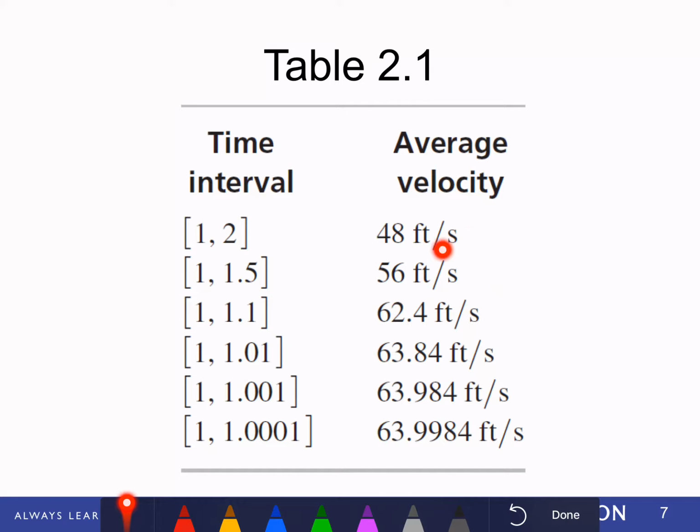These here are the calculations made, like they calculate 48 feet per second, always fixing 1 but changing the second time. Notice they start at 2, then walk closer and closer to 1. So you see the velocities seem to approach something. 48, 56, that doesn't look like much. We get to 63.84, 63.984, 63.9984.